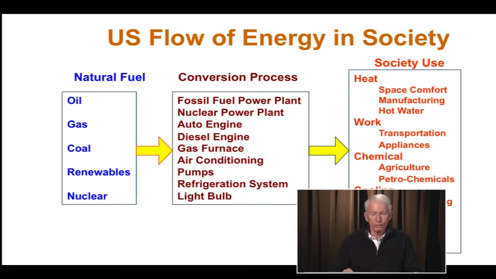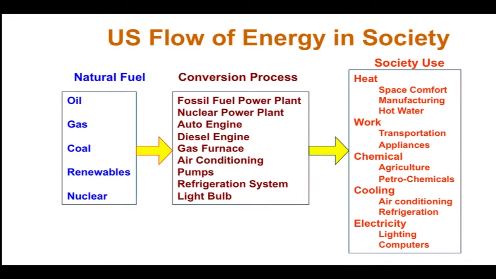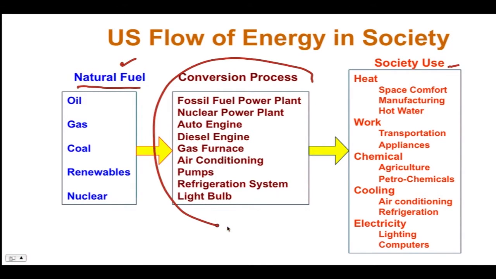Let's break that conversion process down a little bit further. On the left here, we have the natural forms of energy as we find them in the natural state, and we have the society uses that we want to make life more comfortable: heat and work and chemical energy, cooling energy, and electricity. But now let's talk about the energy conversion process to convert those.